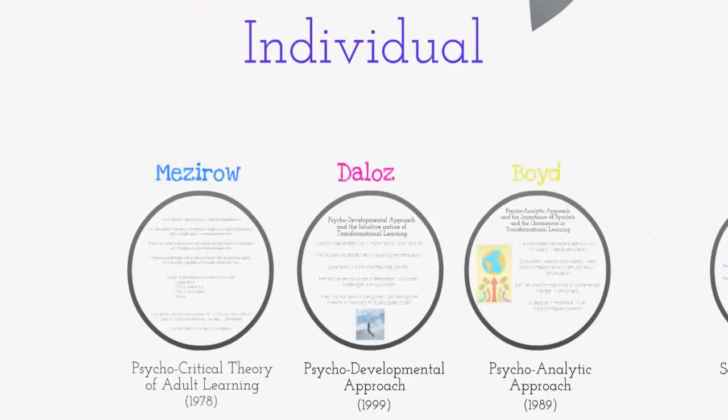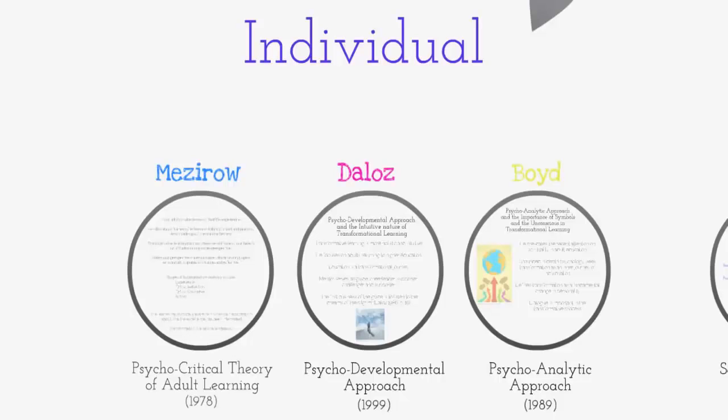Group 1 are models that focus on the individual. First of all there's Mezirow, who talks about the psychocritical theory of adult learning; Delos, who used a psychodevelopmental approach and talked about the intuitive nature of transformational learning; and Boyd, who used more of a psychoanalytic approach and the importance of symbols and the unconscious in transformational learning. And remember, that word psychoanalysis goes way back to Freud's emphasis on the importance of the unconscious.